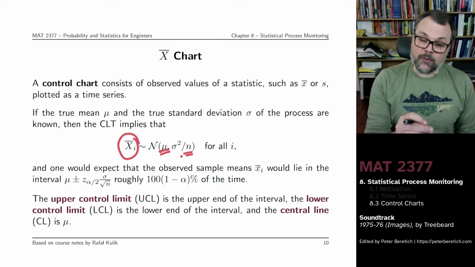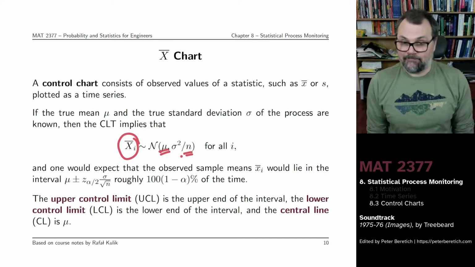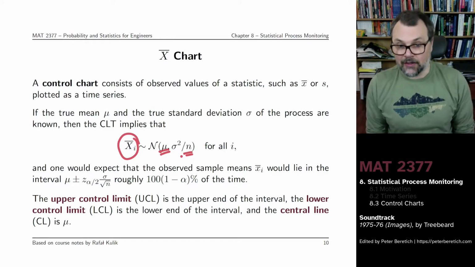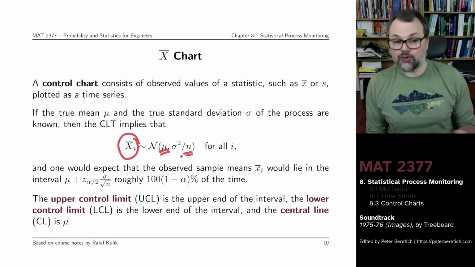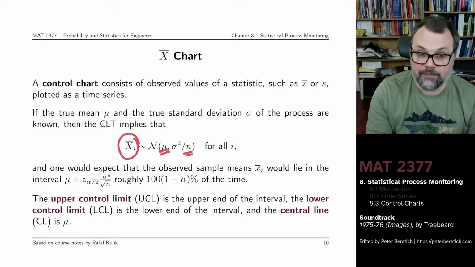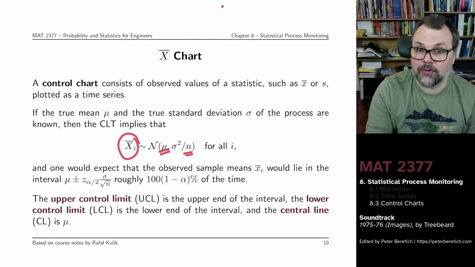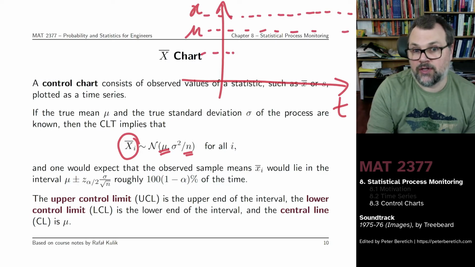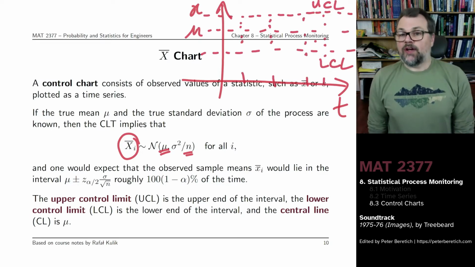Now you build what we call an upper control limit and a lower control limit. These would be the upper end of the confidence interval and the lower end of the confidence interval. And the central line is going to be mu. Notice here, none of these things depend on i. They should be the same throughout. So if you have a process, things vary over time. There's going to be some mu here, some upper limit and lower limit, and the points would fall.